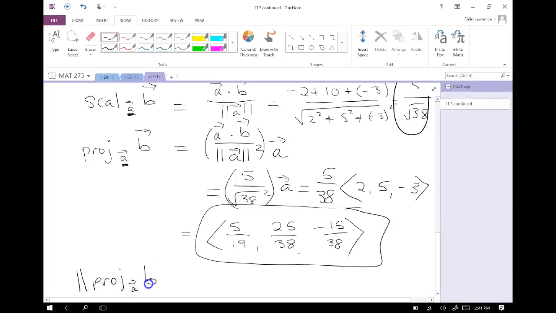Now, if we went ahead and found the magnitude of that vector projection, what is it going to be? We already have the answer. It's going to have a 38 in it, but that's not the final answer. 5 over square root 38. It's the exact same thing as the scalar projection.